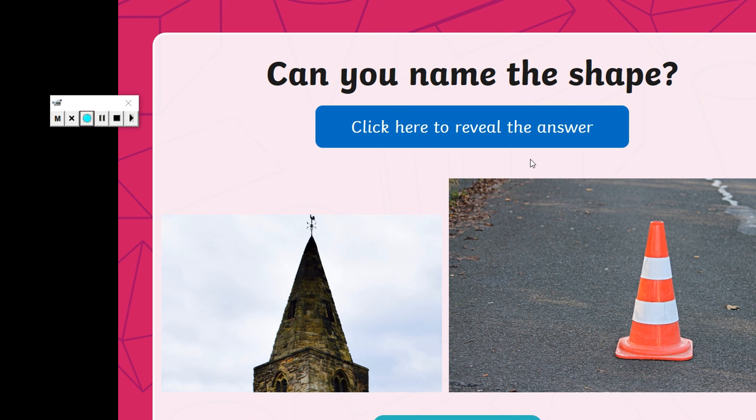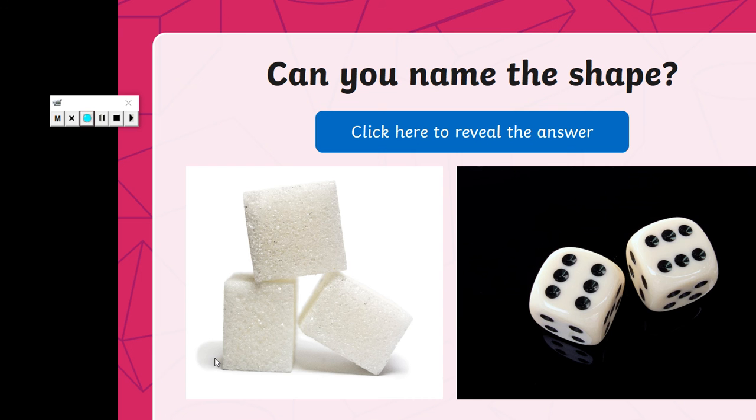It is a cone because it goes up to one single point. So can you name this shape? Have a look at the shape that you can see here and here. We all use these in our class. So what is the name of the shape?